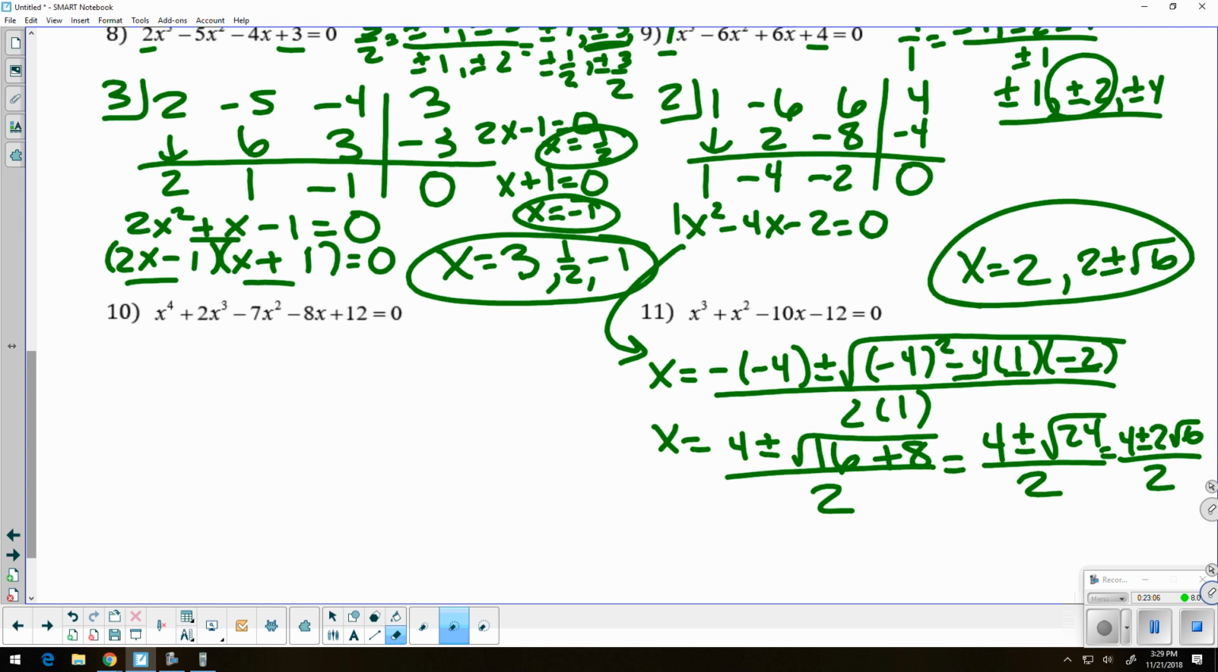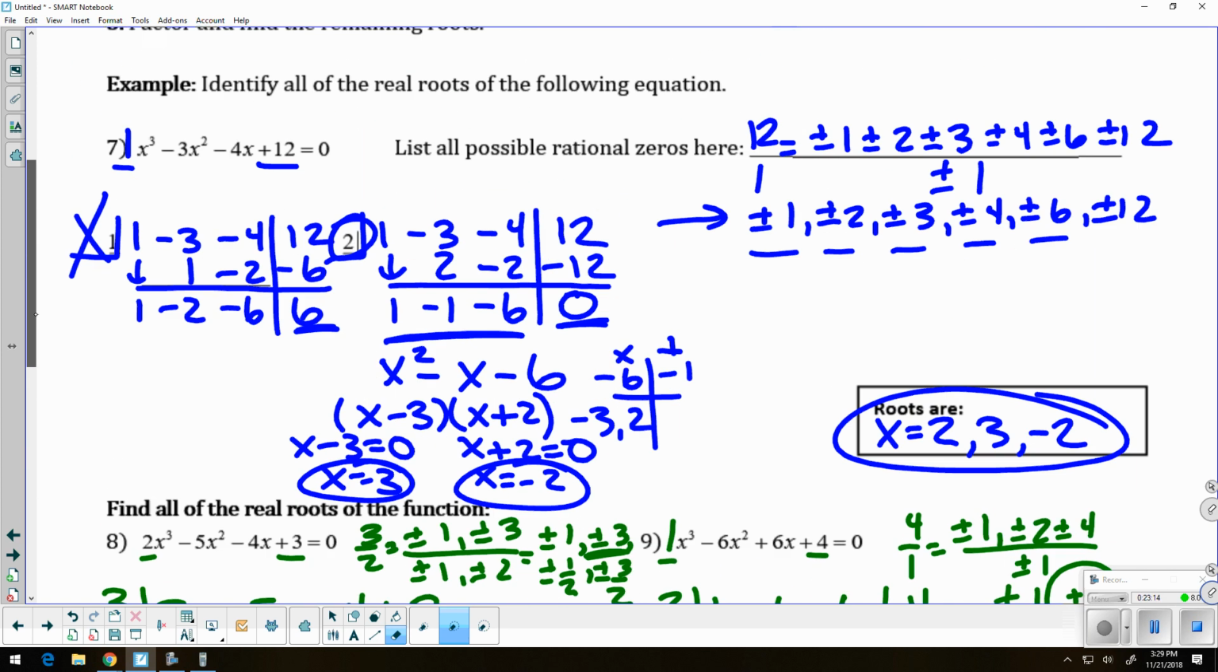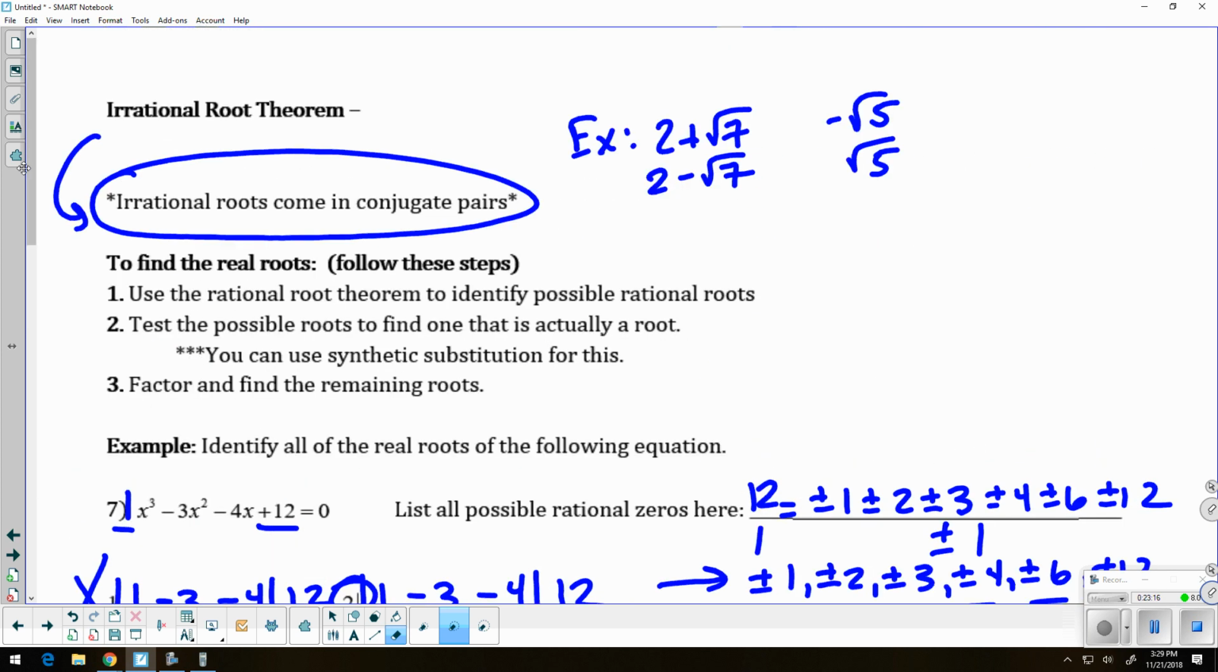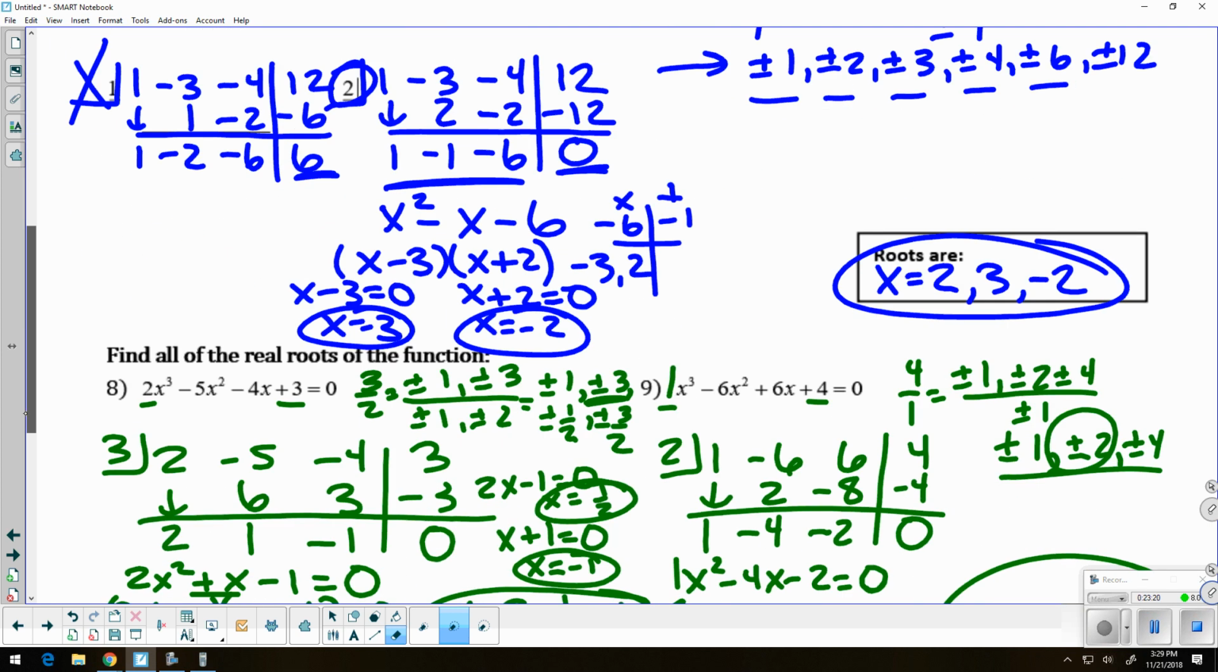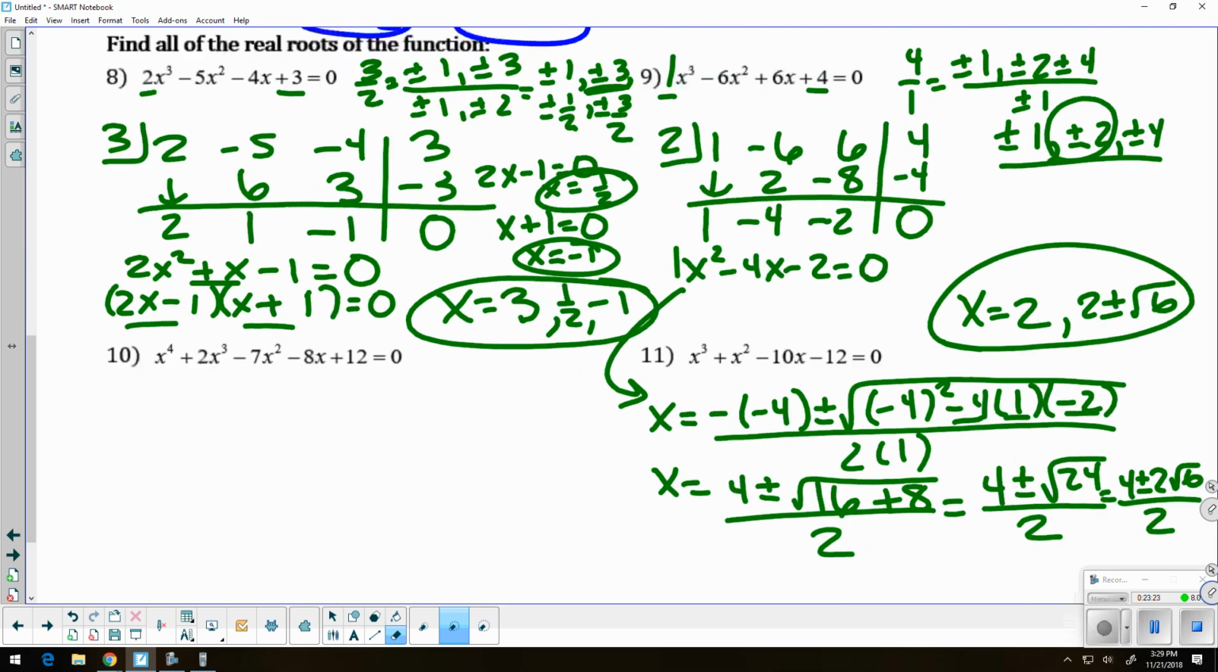Okay, so as I already illustrated to you, you can actually see the irrational root theorem in play here. As we mentioned up above at the top of this page, irrational roots always come in conjugate pairs, and you could see that right now. From the quadratic formula, these are conjugates, 2 plus square root 6 and 2 minus square root 6. They come in conjugate pairs every single time. So if you already have one irrational root, automatically its conjugate should be an answer as well.